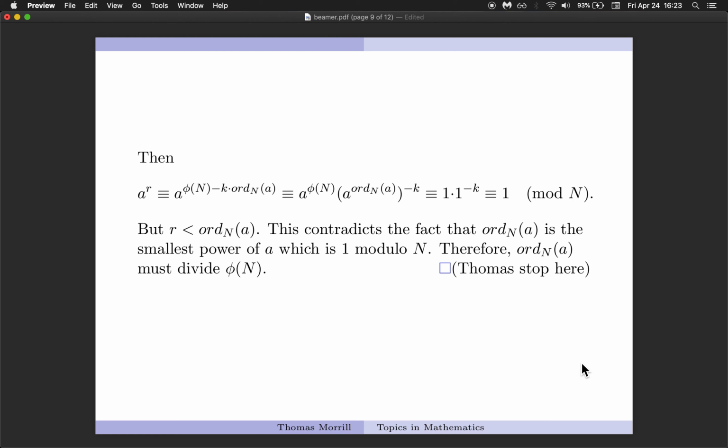So this is the contradiction that arises from my faulty assumption. It cannot be the case that the order of a doesn't divide phi of n. So actually, it must be that the order of a does divide phi of n. And that is the proof.